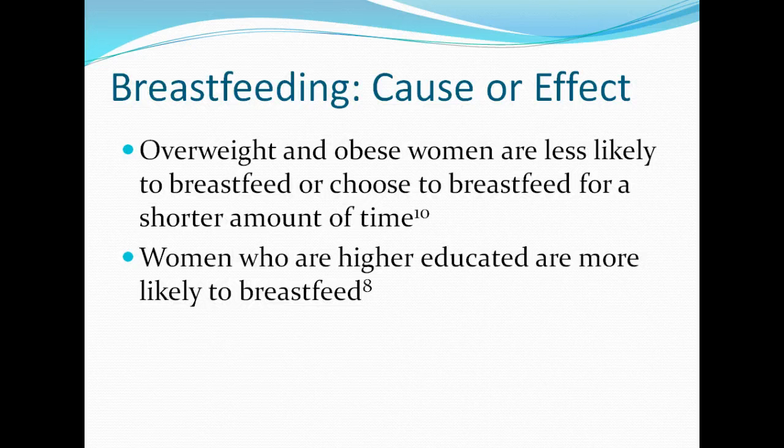Well, it's been found that overweight and obese women are less likely to breastfeed or choose to breastfeed for a shorter amount of time. The reason we're asking cause or effect is: is it because they're breastfeeding that makes it less likely to be overweight or obese, or is it an effect of the environment? Oftentimes these overweight and obese women can be lower socioeconomic, as well as themselves being overweight and obese, which can increase the chances of a child being obese.